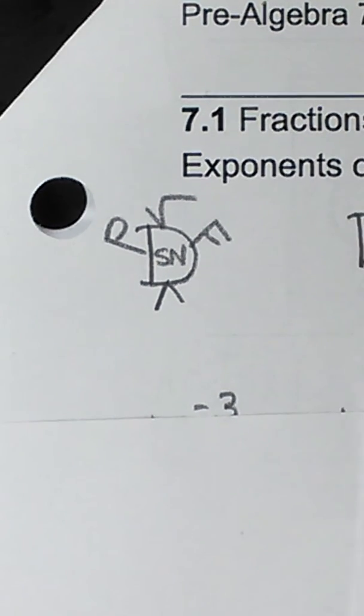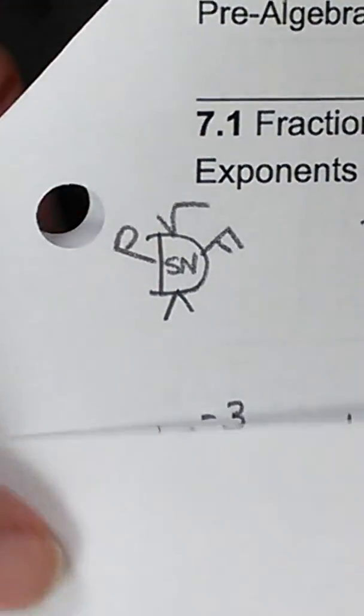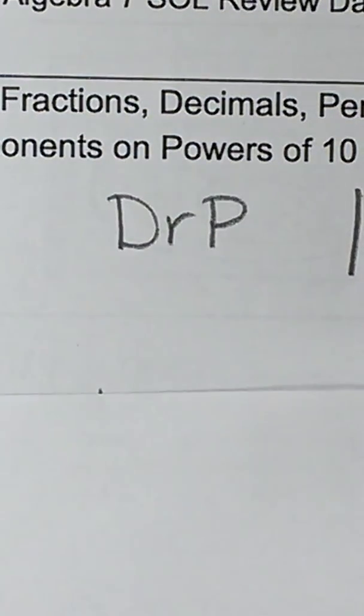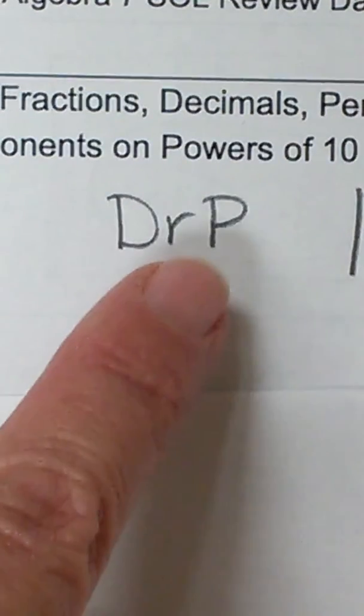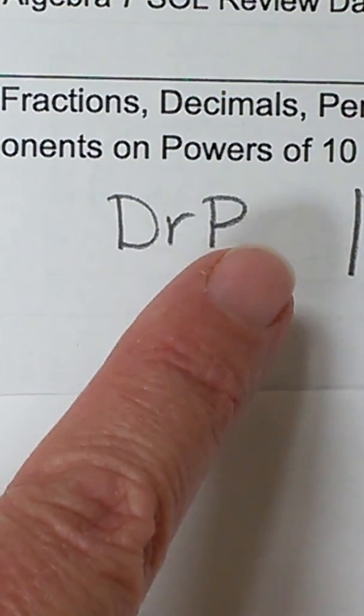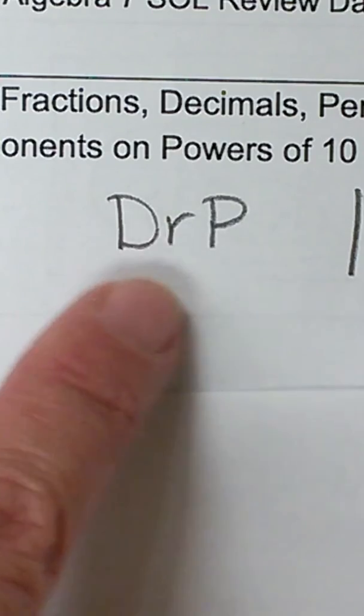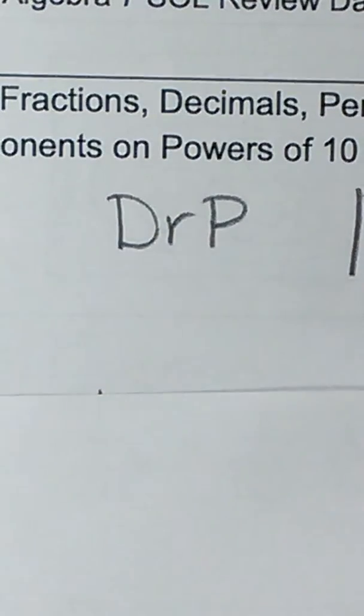Our second one actually shows us how we can change decimals to percents, and that's Dr. Pepper. Decimals to percents goes 2 places to the right. Percents to decimals, you move the decimal 2 places to the left.